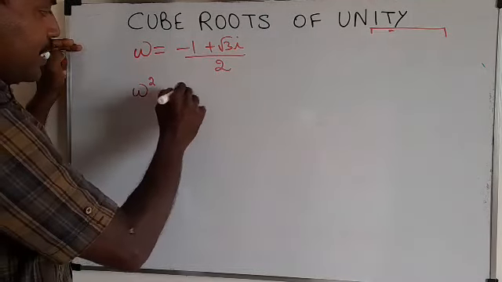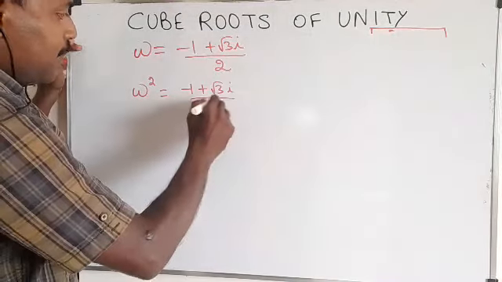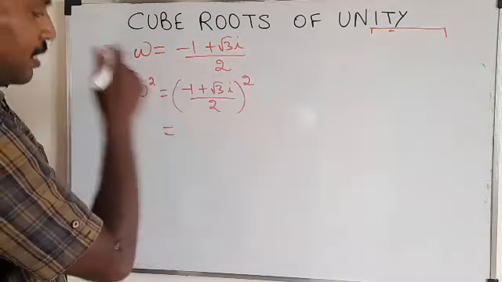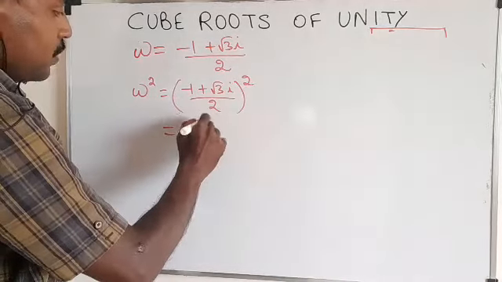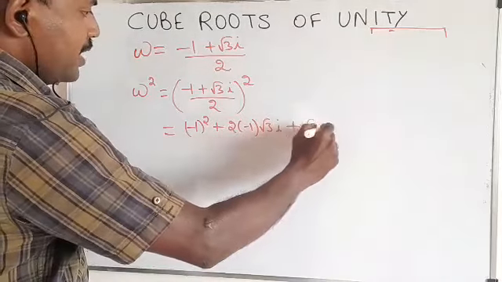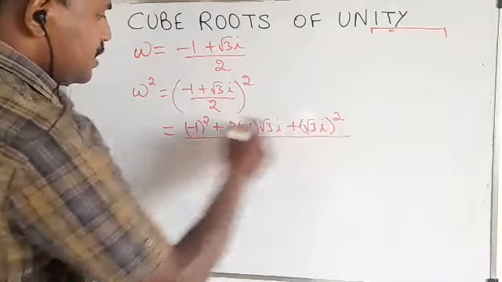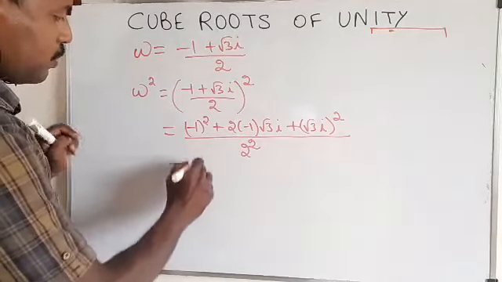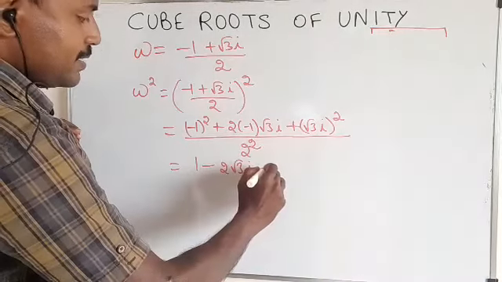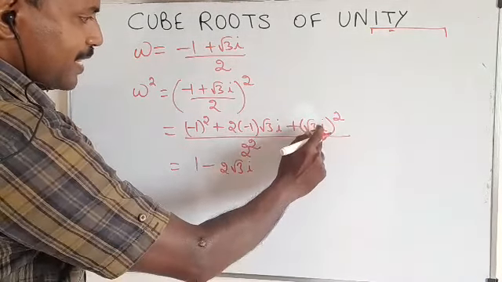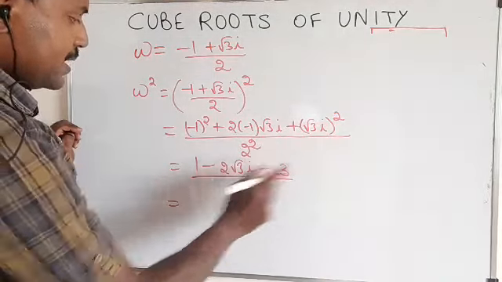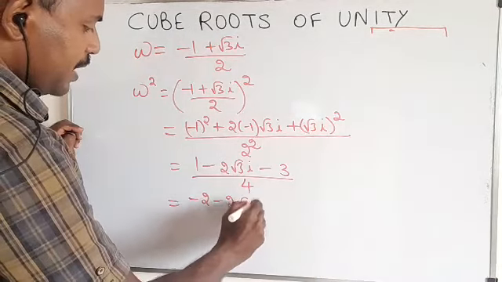So omega square is equal to minus 1 plus root 3i by 2 the whole squared. Let us apply the identity for (a plus b) whole square: a square plus 2ab plus b square, and in the denominator 2 square. So minus 1 square is plus 1, then this is minus 2 root 3i. Root 3 square is 3, but i square is minus 1, so we can write it as minus 3, and 2 square is 4. 1 minus 3 is nothing but minus 2 root 3i by 4.